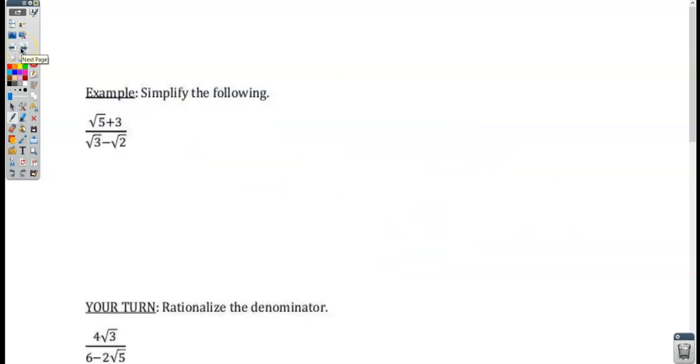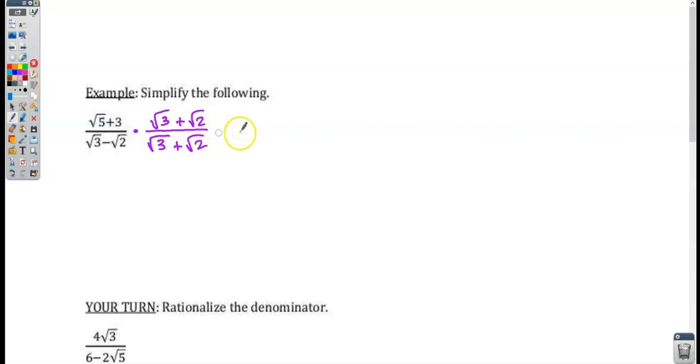Do another one of those. We're going to simplify the following. Square root of 5 plus 3 over the square root of 3 minus the square root of 2. So we've got an irrational denominator with two terms. So we're going to multiply the denominator by its conjugate. Conjugate is square root of 3 plus square root of 2. I'm going to multiply the numerator by the same thing.